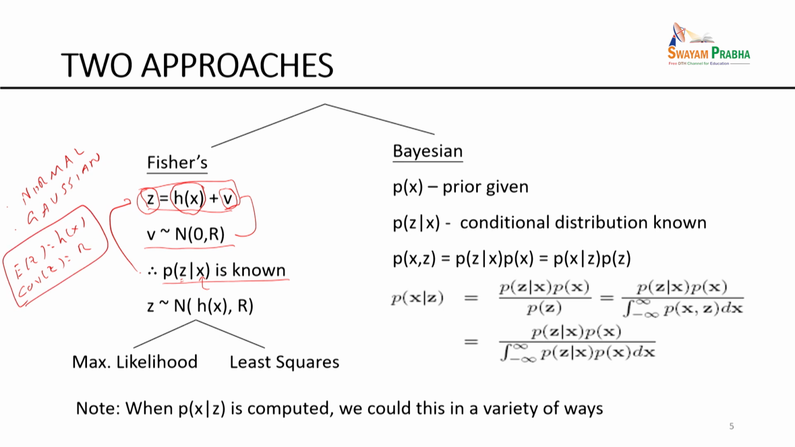So what does this mean? If you add a constant to a random variable, its variance doesn't change, only the mean changes. The mean of v is 0, and h of x is a deterministic quantity, so the mean of z is h of x. The covariance of z is the same as the covariance of v, therefore z is distributed according to the normal distribution with mean h of x and covariance equal to R. So this comes from basic probabilistic analysis.